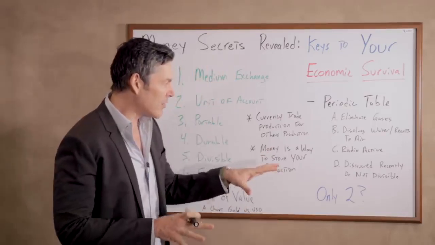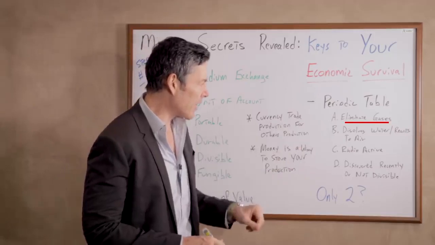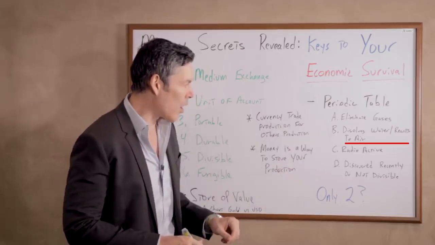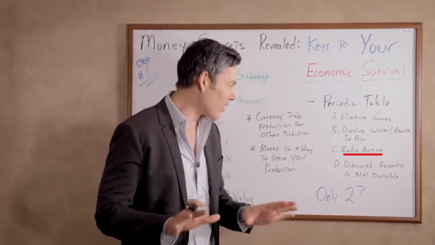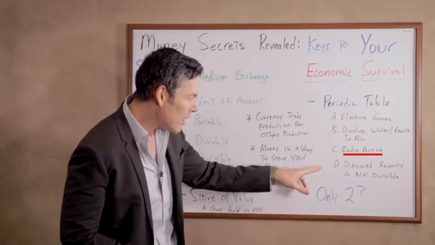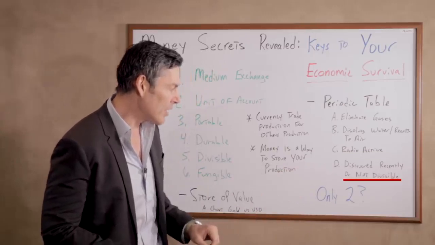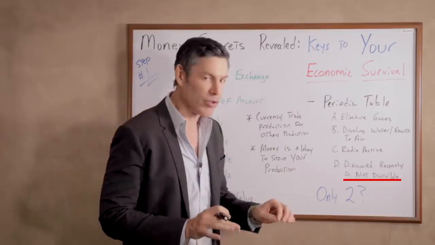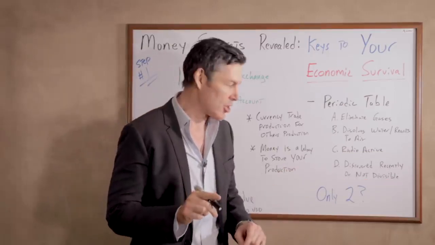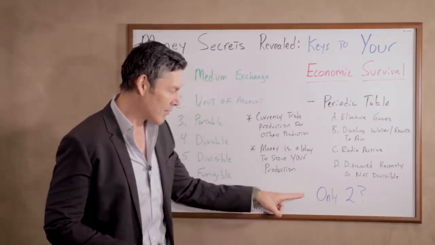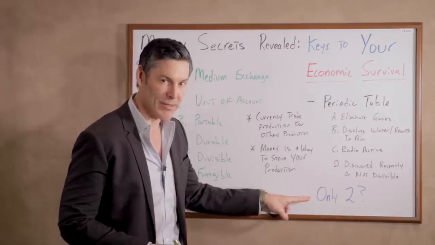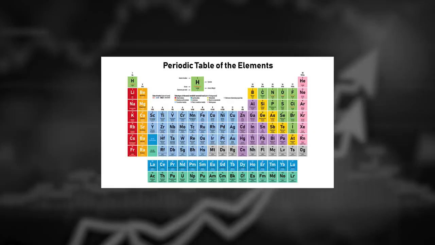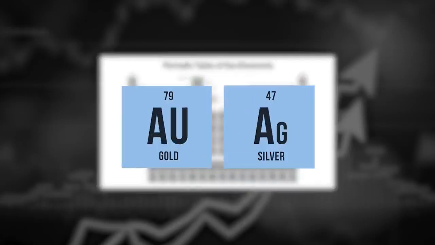Well, it's a process of elimination. We eliminate all the gases, anything that dissolves in water or reacts to air. Obviously, anything that's radioactive, we don't want that. And we eliminate anything that's discovered recently or was not divisible due to a lack of technology. When you do that, you're only left with two things. Can you guess what those two things are? I think you can. Gold and silver.